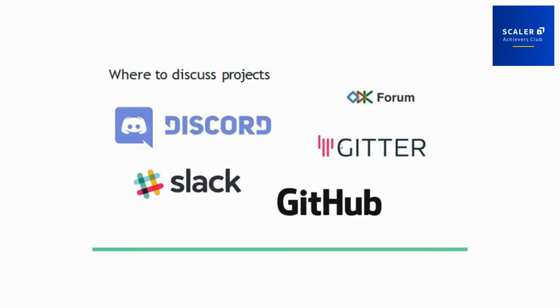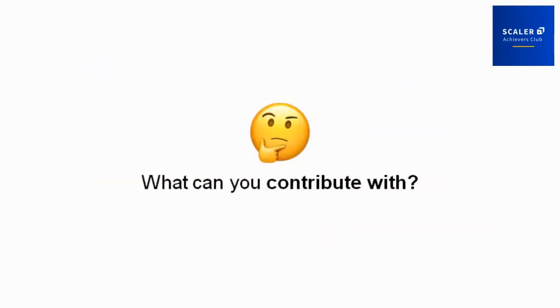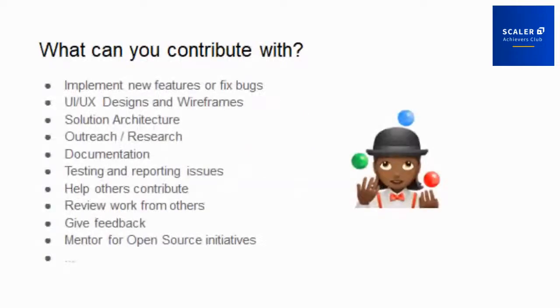Where to discuss projects. Different open source communities have different platforms. Some of them use Gitter, Discord, or Slack, and obviously you should know GitHub for becoming an open source contributor. Initiatives: there are plenty of open source initiatives like Google Summer of Code, Outreachy, and for beginners, Hacktoberfest is really an awesome opportunity. There you are supposed to make 4 pull requests, and you are offered some swag and tees by the Hacktoberfest organizing team.